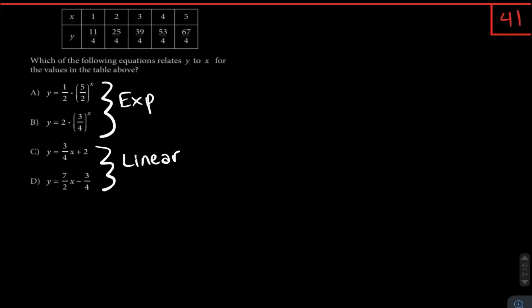How do we figure out if it's exponential or linear? Well, let's just look at how much we're increasing in the y for each step we take in the x direction. Looking at it here, you can see a trend, right? We're just adding 14 to the numerator every time. And if we're increasing by a constant amount every time, that's linear.